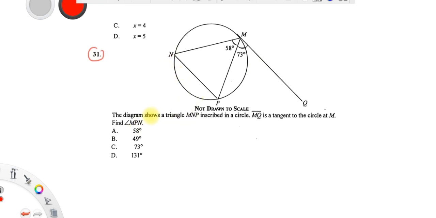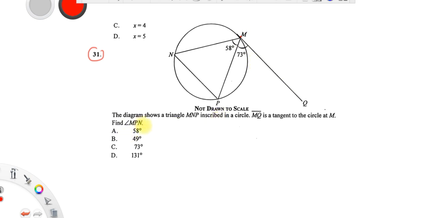The question says the diagram shows a triangle MNP inscribed in a circle. Inscribed means that it is inserted inside the circle, with all three vertices touching it. And MQ is a tangent to the circle at M. A tangent is a straight line that touches the circle at only one point.